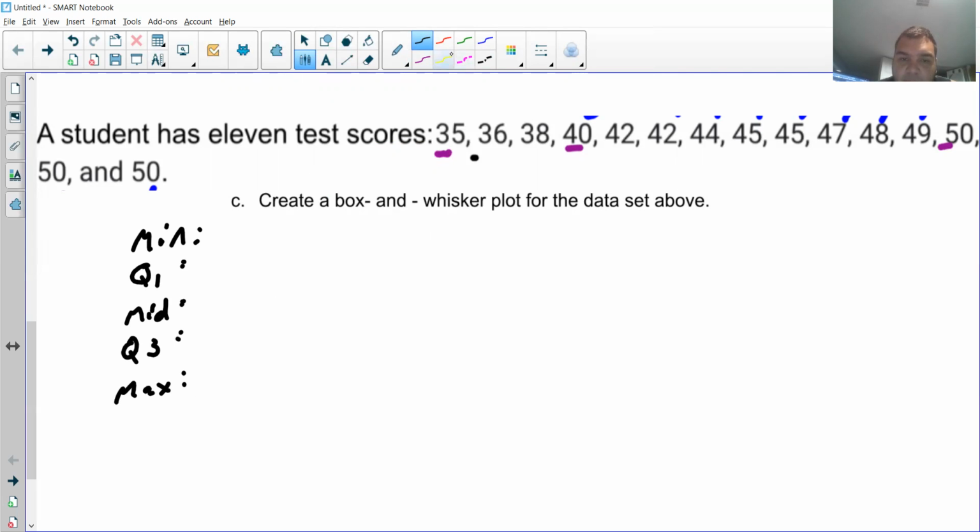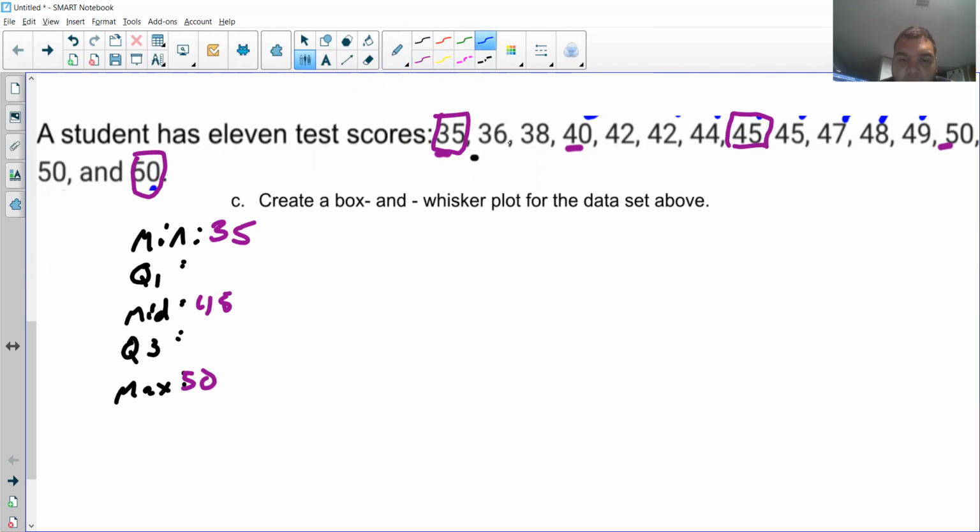So this is a box and whisker plot. We need the middle, the max, the min, and the middles of those things. First thing I'm going to do is point out what my smallest is and what my biggest is, my min and my max. That should be 35 and 50. The middle, I think we found it before, was 1, 2, 3, 4, 5, 6, 7. This one right here, 45.